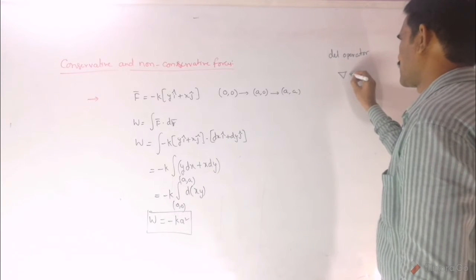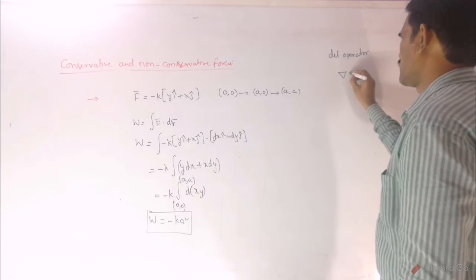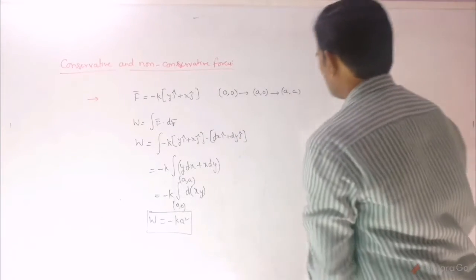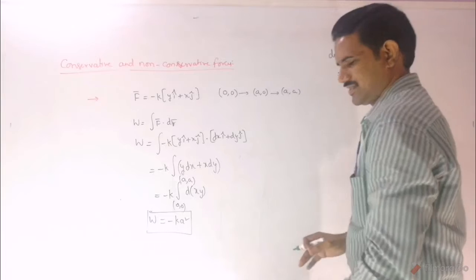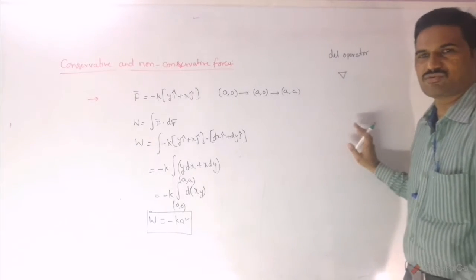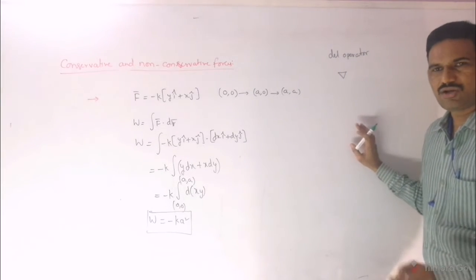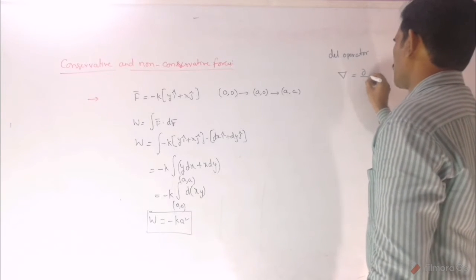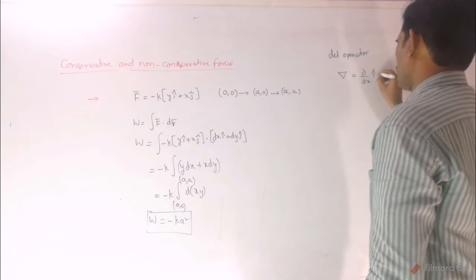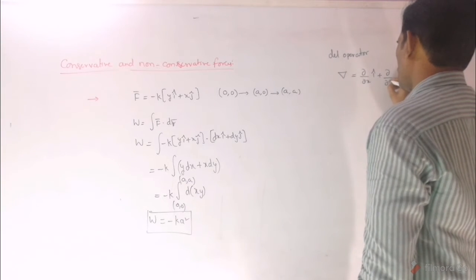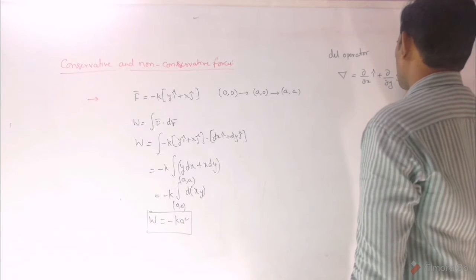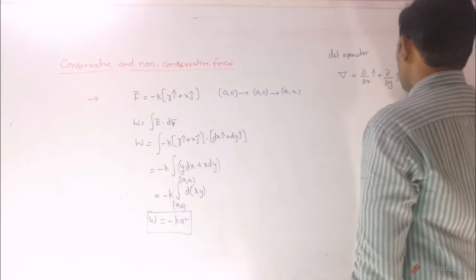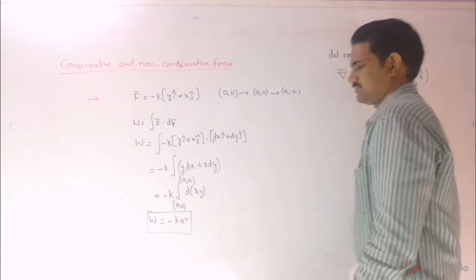Now we need to write here del bar cross. First let us write the meaning of this del bar. About this del bar you will learn in engineering mathematics, and in physics also you will use that. The del operator is a differential operator, so it can be written as dou by dou x of i cap plus dou by dou y of j cap plus dou by dou z of k cap. So this is the meaning of the del operator.